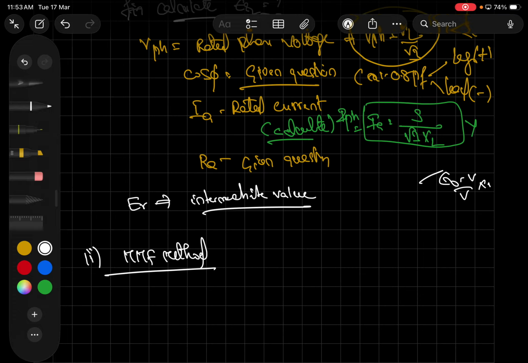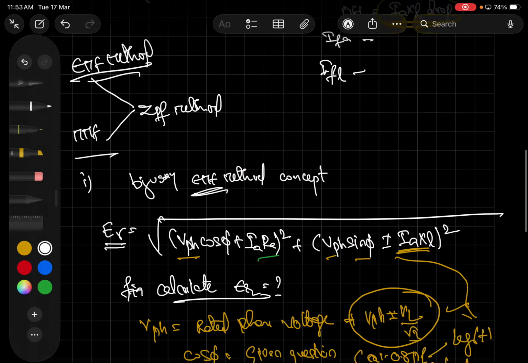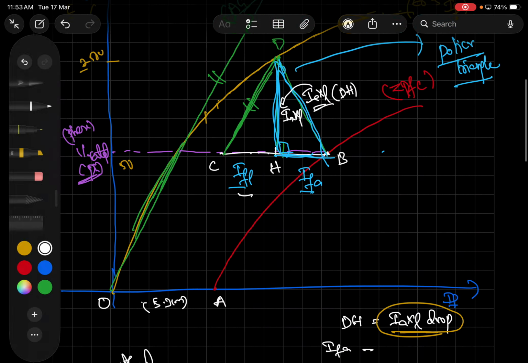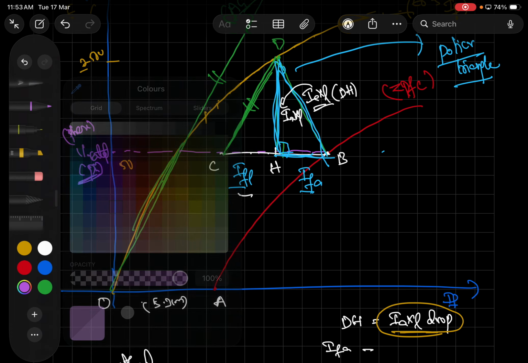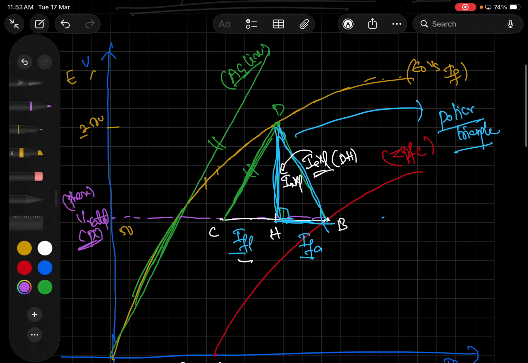How will I implement MMF method here? Whatever the ER value that I am getting here, you can understand better, 100% perfect once we solve a numerical. So whatever the ER value that we are getting here, we have to substitute in the graph here. I'm trying to use one new color here so that it will be easy. Let's assume that I got some ER value. This is the ER length that I got here. Can you see this or not?